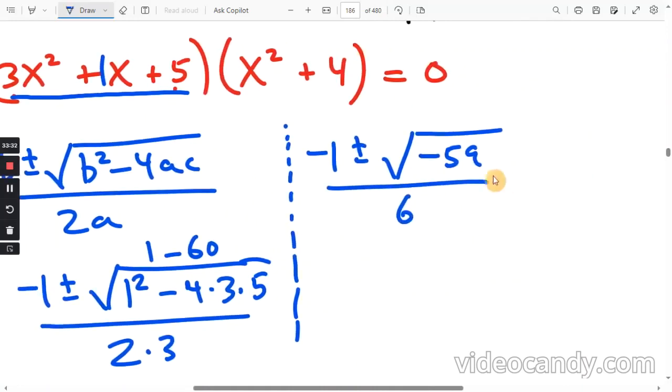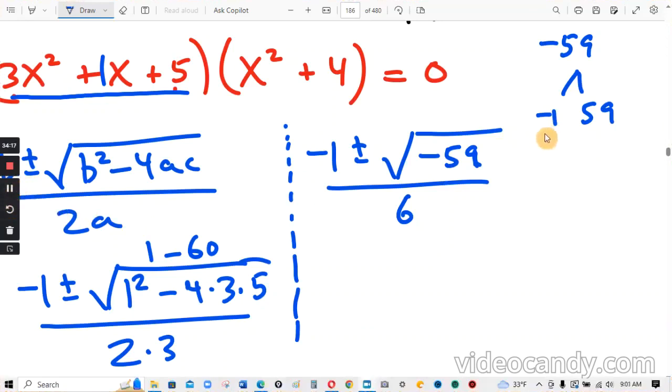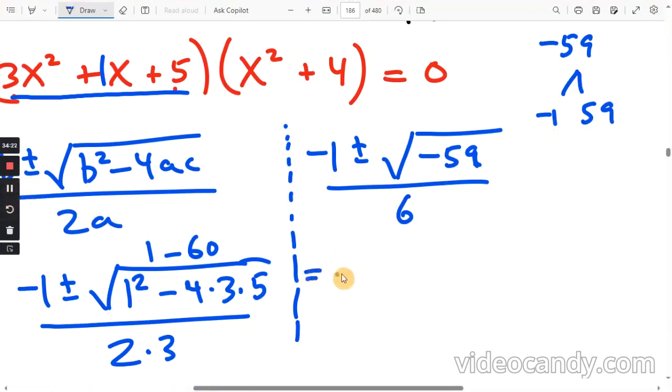All right, can you break up 59? I don't think so. Let me see on the calculator if I can break up 59 at all. Well, negative 59, we know it's negative 1 times 59. Let me see if I can break this up. 5 plus 9 is 14, and 14 is not divisible by 3. Let me try some bigger numbers here. 59 divided by 7 won't work. Divided by 11 won't work. 59 divided by 13 won't work. 59 divided by 17 won't work. I don't think we can break it up. No, we can't break this up, okay? So it's going to be negative 1 plus or minus, and this is the square root of negative 1, which is just i, times the square root of 59, and that is divided by 6.